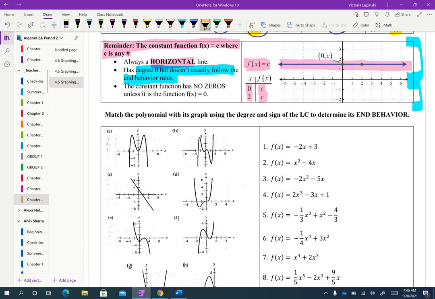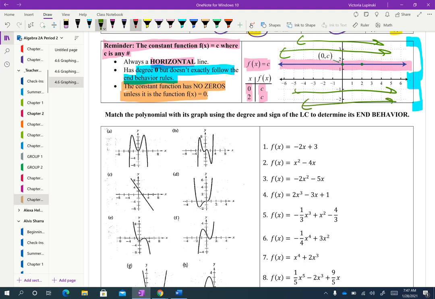Something else to point out, the constant function will have no zeros, meaning it will not cross the x-axis unless it happens to be the particular function f of x equals 0. Think about every number but 0. If you had f of x equals 1, or 1.5, 3, 100, no matter what, if you were a horizontal line above the x-axis, you would never have any zeros. Same thing if you were below the x-axis, you would never have any zeros.